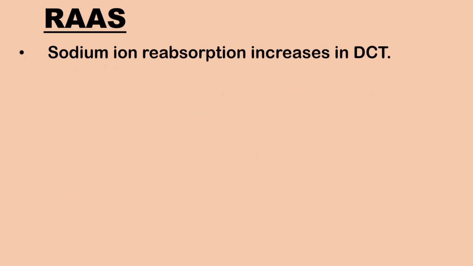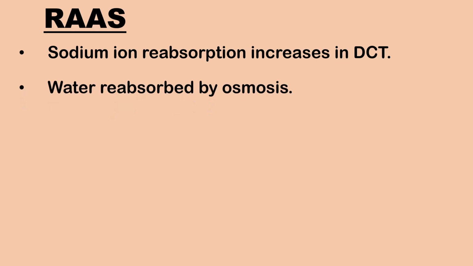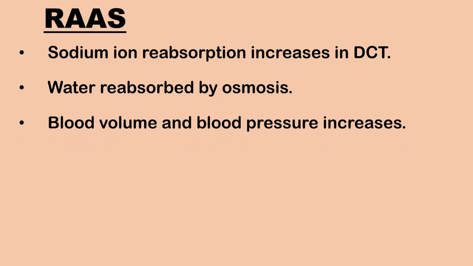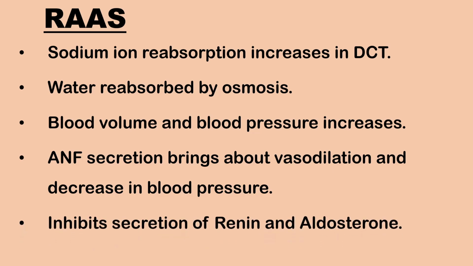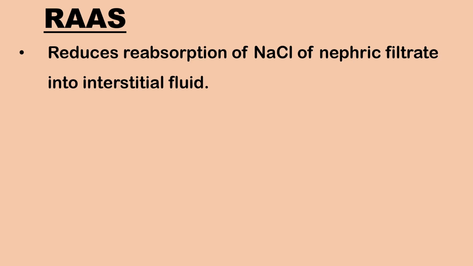Sodium ion reabsorption increases in the distal convoluted tubule DCT and water is reabsorbed by osmosis. This results in increase in blood volume and also increase in blood pressure. Increase in blood pressure and blood volume causes secretion of atrial natriuretic factor ANF, which brings about vasodilation and decrease in blood pressure. It inhibits secretion of renin from juxtaglomerular cells and secretion of aldosterone. It reduces reabsorption of sodium chloride of nephric filtrate into the interstitial fluid.